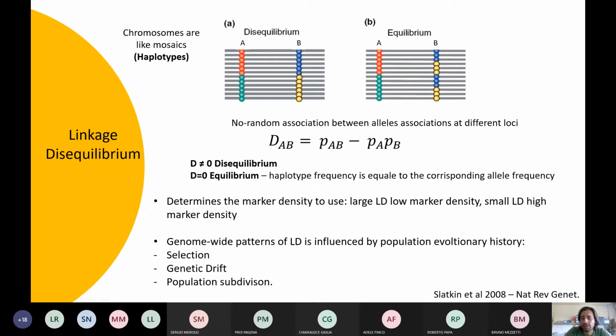And so in genome-wide patterns, the LD is influenced by different evolutionary history. There are selection, genetic drift, and population subdivision that influence the LD, the linkage disequilibrium.